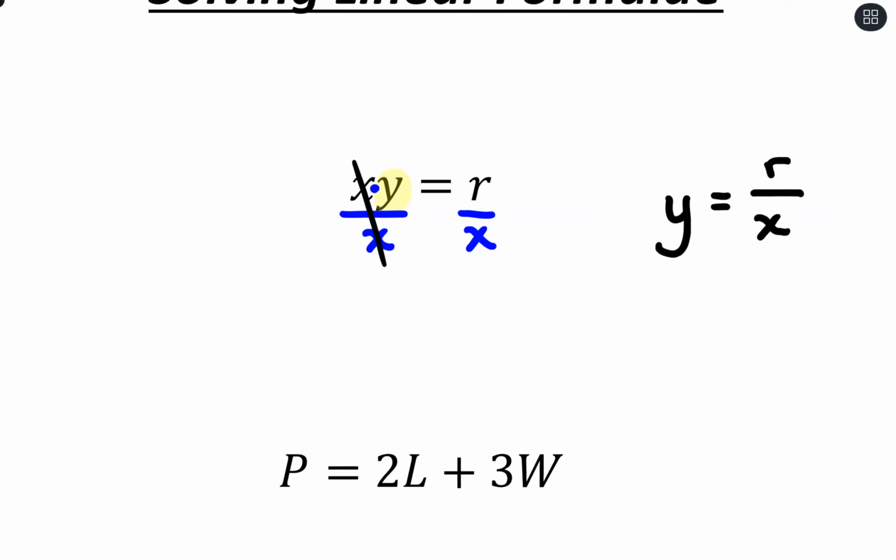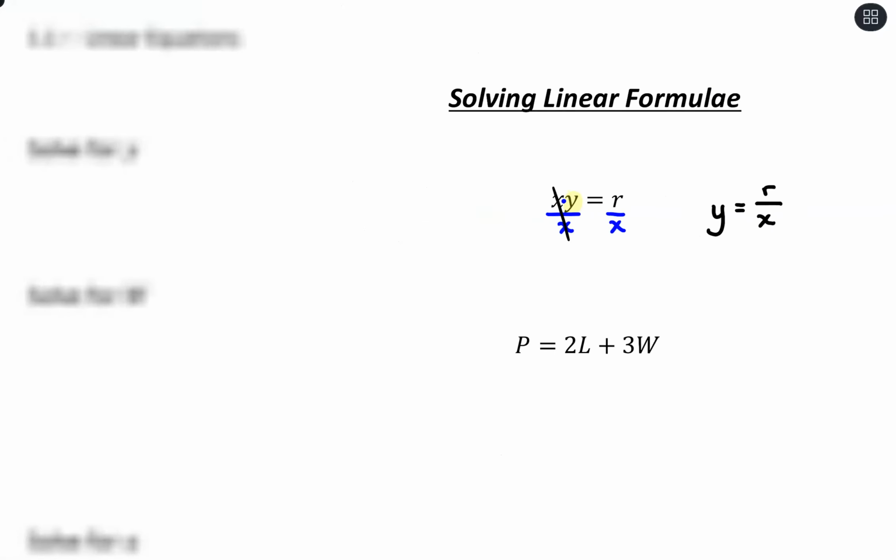Especially when there are lots of variables, I find highlighting or having some sort of color pen to really emphasize the variable you're solving for can really help, so that you can focus on, okay, that's the piece we want to have alone on one side, and then it's just a matter of moving everything away from it. Okay, this next one, we have p equals 2l plus 3w, and we are going to solve for w.